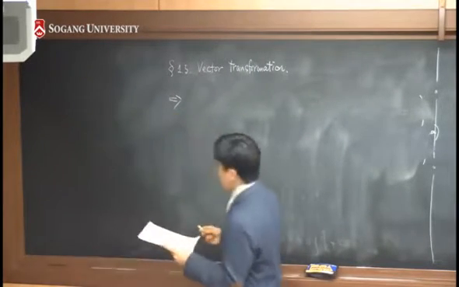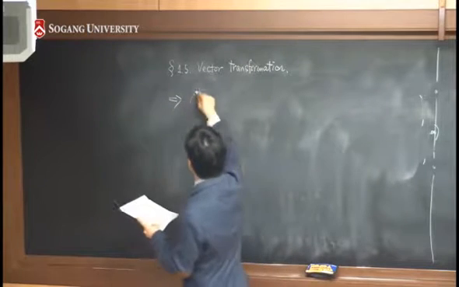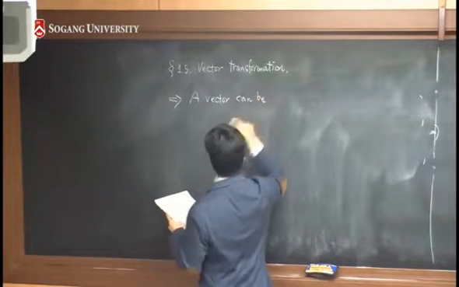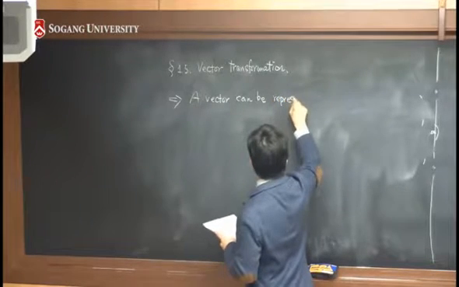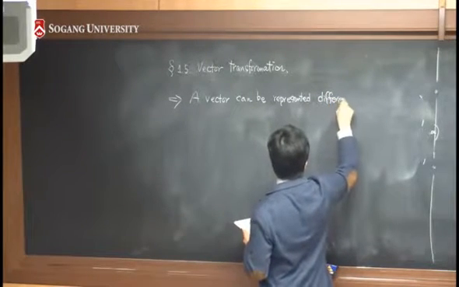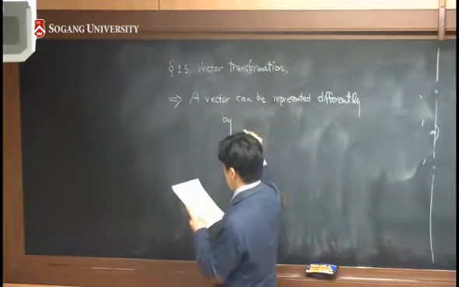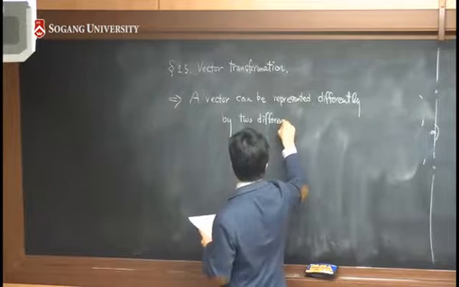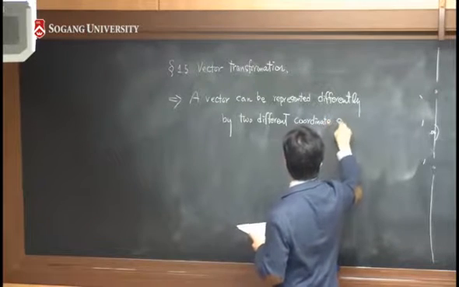So the vector transformation is something we need because a vector can be expressed or represented differently by two different coordinate systems.